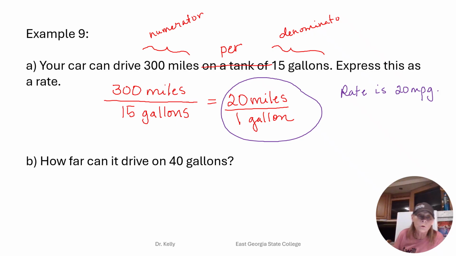But let me show you this using some dimensional analysis. Not all the time is dimensional analysis the thing to do, but often it is when you're trying to change units or something like that. But let me show you the setup here. We're going to start off with our rate, which is 20 miles over 1 gallon.